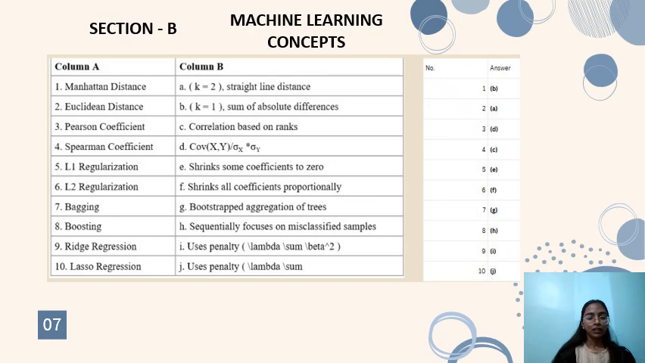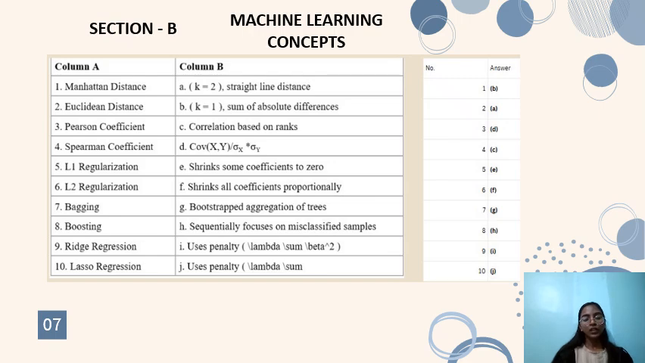Manhattan distance corresponds to the sum of absolute differences, which is k equal to 1. Euclidean distance corresponds to the straight line distance, which is k equal to 2. Pearson coefficient measures the correlation. Spearman coefficient is based on the ranks. L1 regularization shrinks some coefficients to 0, which is Lasso. L2 regularization shrinks all the coefficients proportionally, which is Ridge. Bagging uses bootstrap samples. Boosting focuses on misclassified samples.